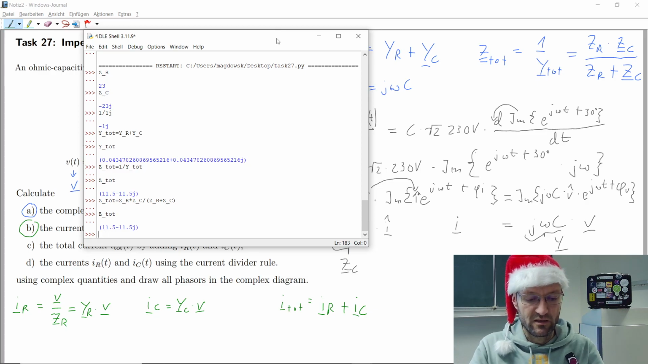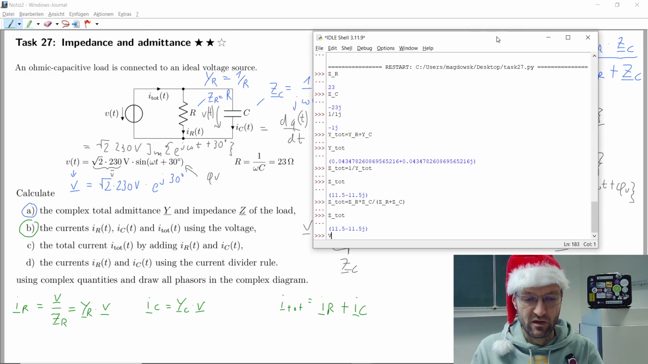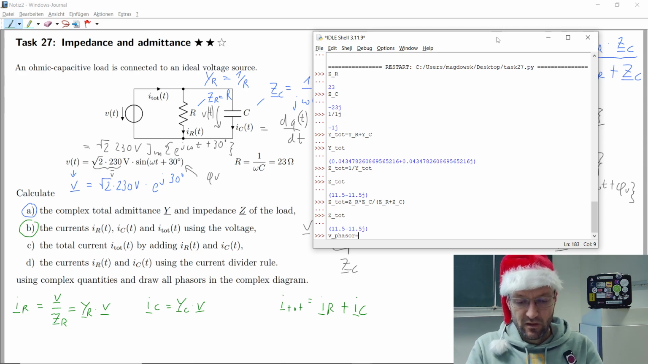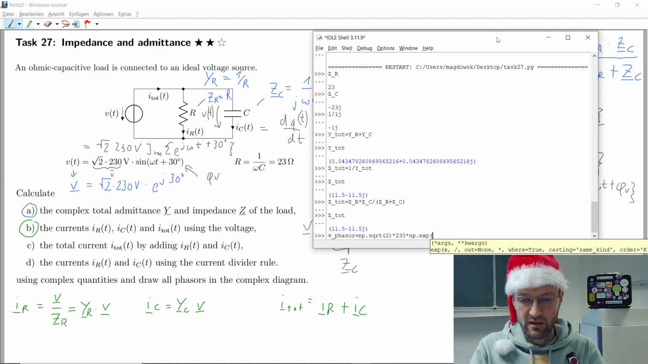Then I will go back to my Python script here and say the current through the resistor, and I need to have voltage, of course, at first. So I will once again say, okay, the voltage as a phasor is np.sqrt(2) multiplied with 230 multiplied with our np.exp function. And then we need to have 1j times 30 degree, and to remember that we would need to convert the 30 degree into radians, so we divide by 180, multiply with np.pi.